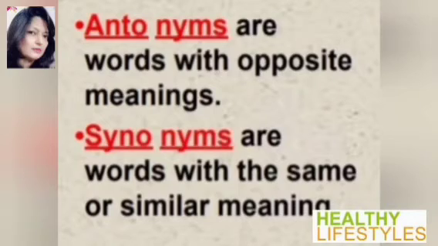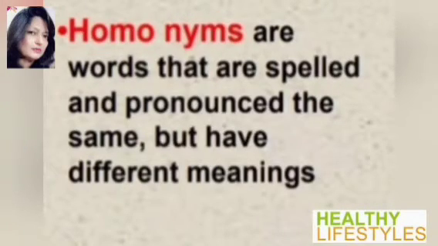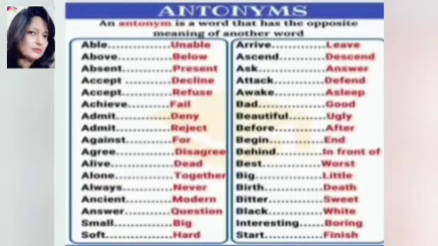Antonyms, synonyms, and homonyms. Now, what are antonyms? Antonyms are words with opposite meanings. The words which have opposite meanings are antonyms. Synonyms are words with the same or similar meanings. And homonyms are words that are spelled and pronounced the same but have different meanings. Their pronunciation is the same but their meanings are different.